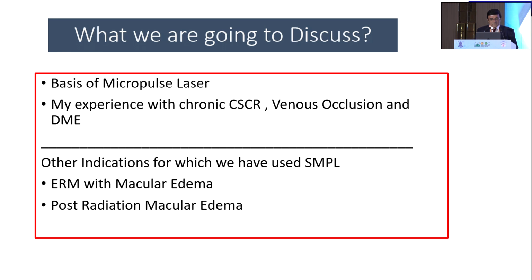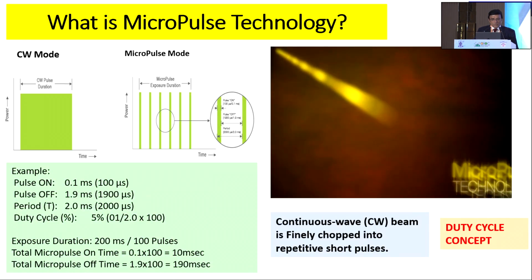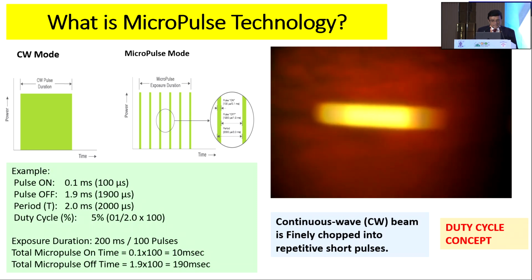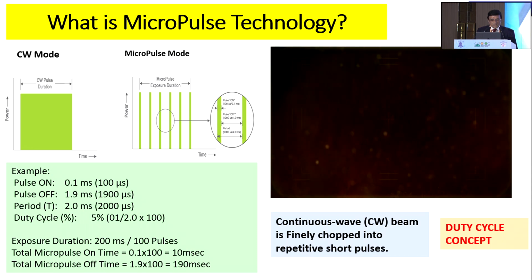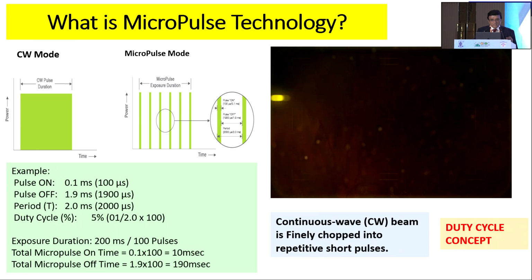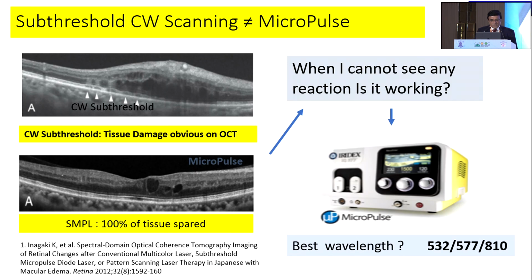There are other conditions in which we have used subthreshold micropulse laser: ERM with macular edema, post-radiation macular edema. So basically you must understand what micropulse laser is all about. It is not a continuous wave laser. It's a laser which has been split up electronically into small components. So there is an on time and an off time, and it is the off time that matters most. So that is why we can have 5% duty cycle or a 10% duty cycle or a 15% duty cycle.